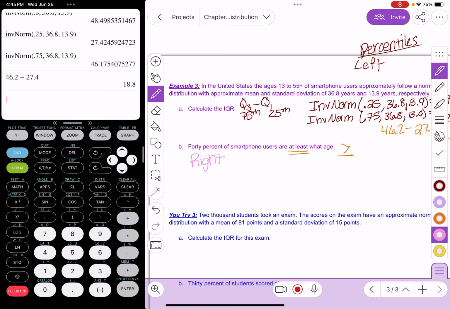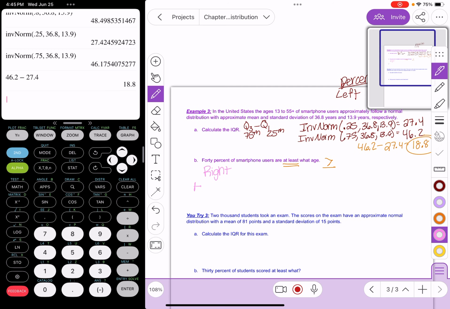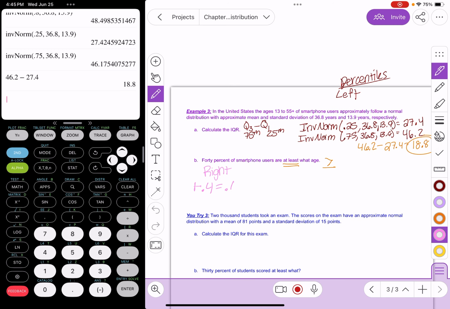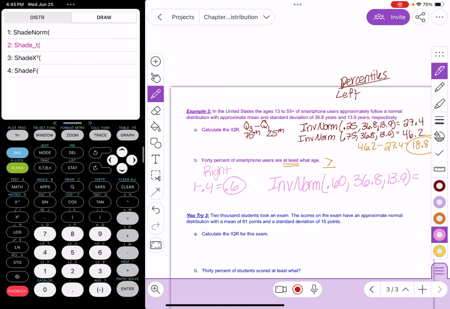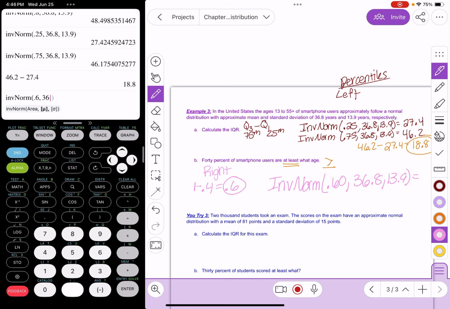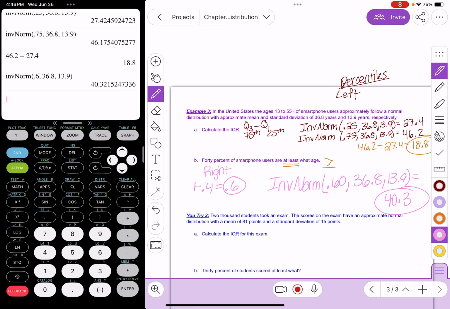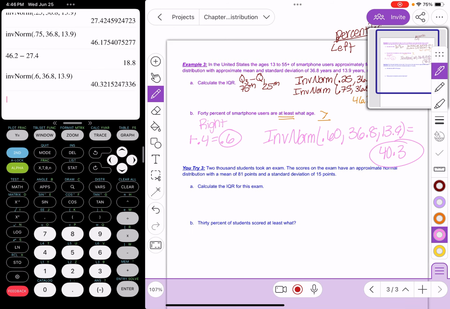So we have to do 1 minus 0.4 and get 0.6. Because to be greater than 40, we need 60% less than that. So we're doing inverse norm for 60%. Because if 40% are greater, then 60% are less. So you do have to pay attention to that for this part. So 0.6, 36.8, 13.9, we get 40.3. So why don't you pause the video and try this last one?